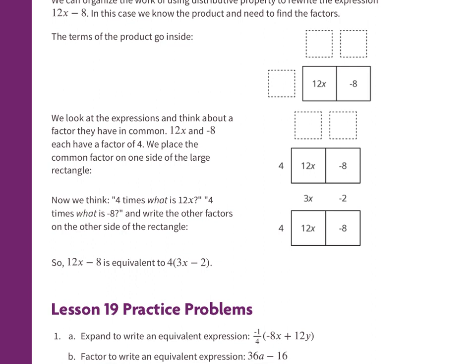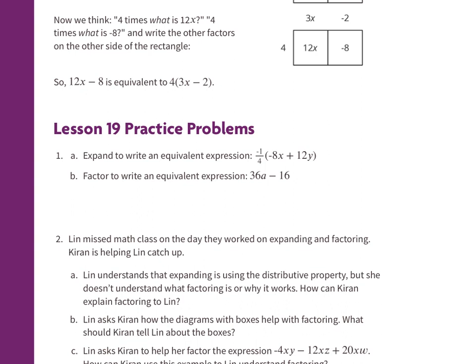So on number 1, we're going to expand 1a. It says expand to write an equivalent expression. Negative 1/4. So let me slide down here. Negative 1/4 times negative 8x plus 12y. So remember, you're just going to go negative 1/4 times negative 8 and x, and then negative 1/4 times positive 12y. Okay, and then letter B, factor to write an equivalent expression 36a minus 16. So think in your mind, what can I divide 36 and 16 by? Okay, that's going to go on the outside. Okay, I'll give you a hint. It's 4. So 4 is going to go on the outside, and then divide both of those by 4, and that's going to go on the inside. So that's number 1 on Canvas.